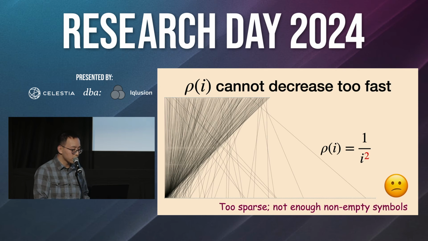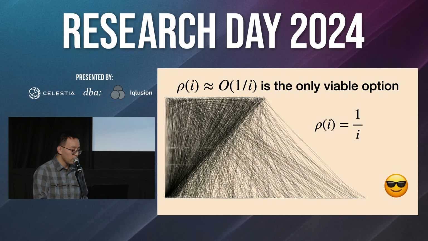And on the other hand, there's a graph when rho I is 1 over I squared. And you can see that the graph is too sparse, and there are many empty symbols that are not mapped by any item. So these symbols are kind of useless, right? They're just zeros. They don't really convey any information. So when rho I is on the order of 1 over I, we get the correct balance. The graph is sparse enough so that we keep getting pure symbols throughout the peeling decoding process, and it's also not too sparse, and there are not too many empty symbols which just waste space.